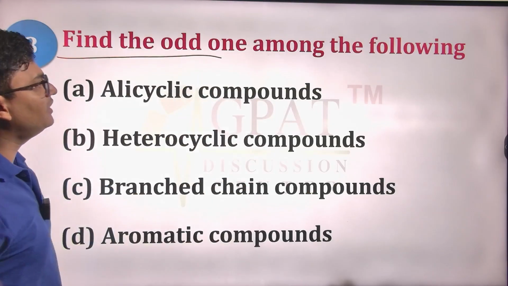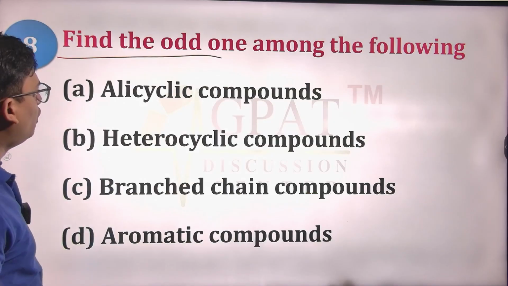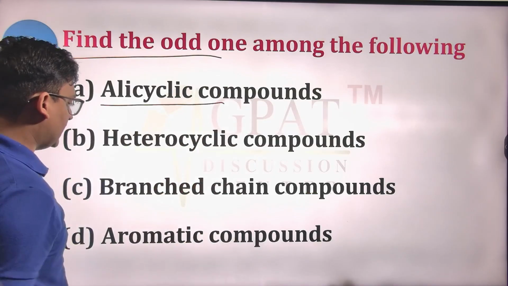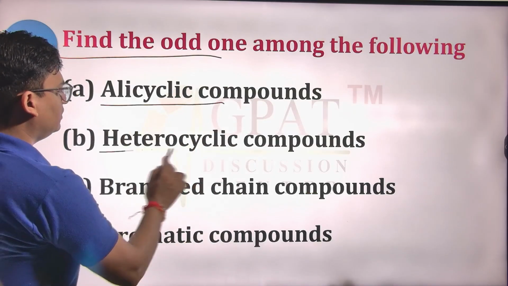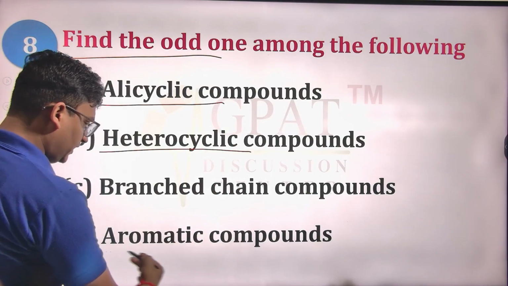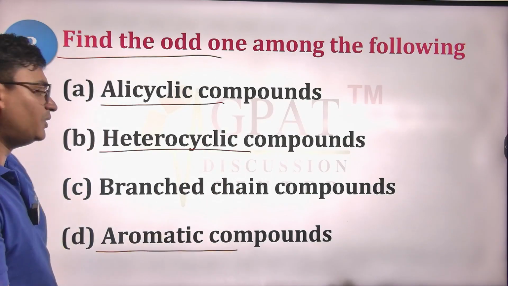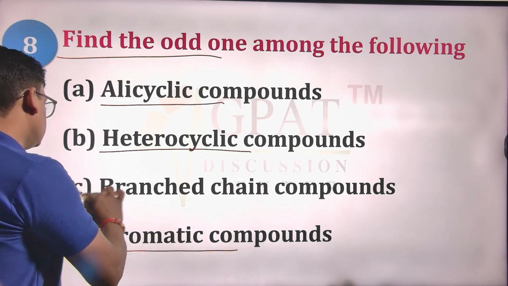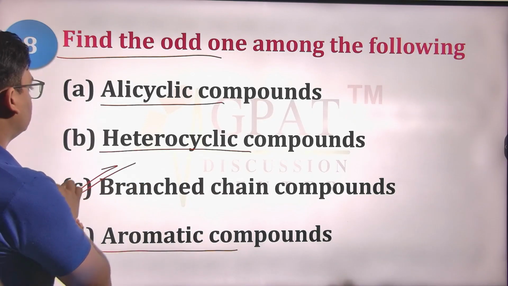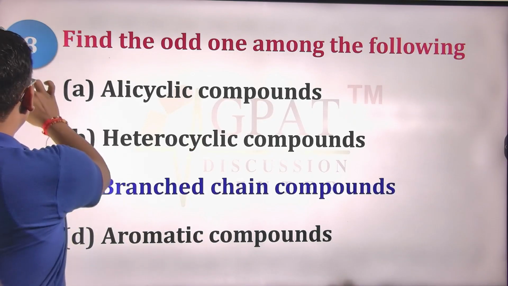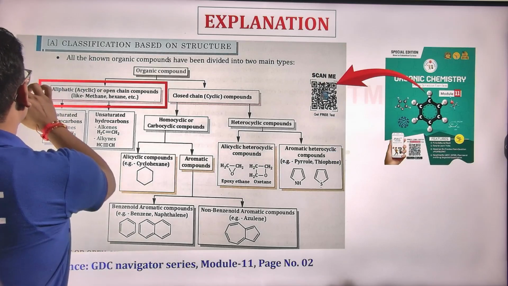Find the odd one among the following. Alicyclic, that is also a cyclic compound. Heterocyclic compound, okay, a cyclic compound. Aromatic compound, again a cyclic compound, but branched chain is a chain compound. So this is the odd one, and that's why this will be the correct answer. I guess this is a repeated question. C will be the right answer.